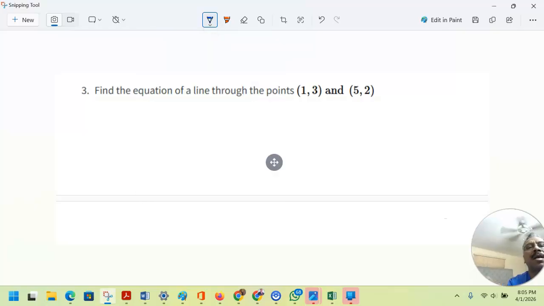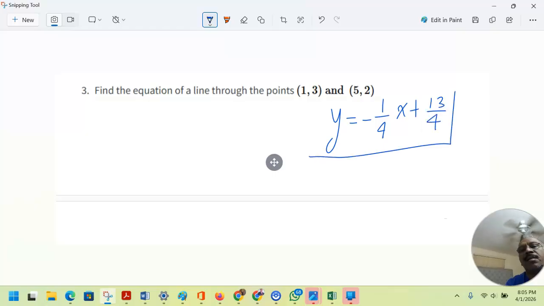Oh God, somehow by mistake I clicked cancel. So it was, let me write minus 1/4 of x. And the b that we got, you can check, is 13 by 4, and you're done. So this is the slope-intercept form.